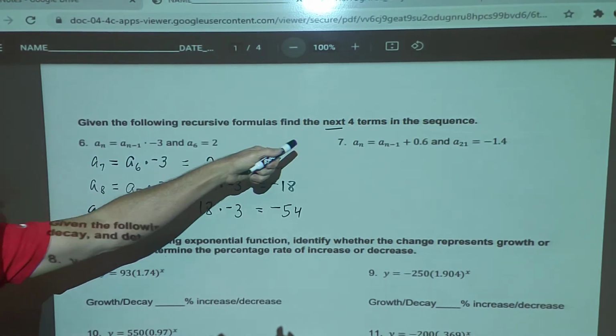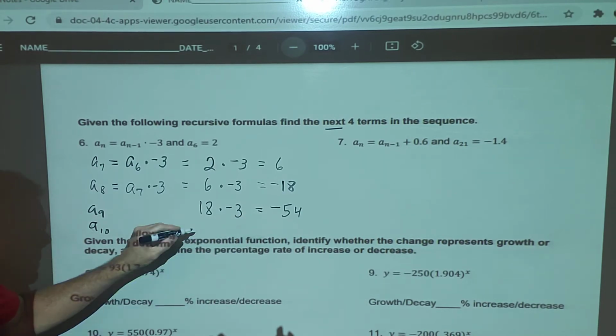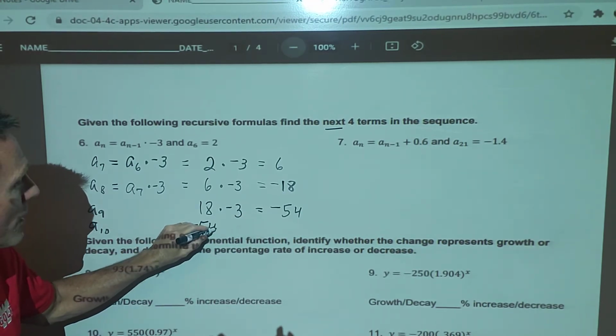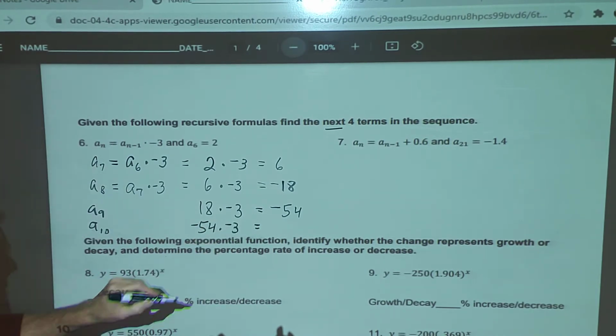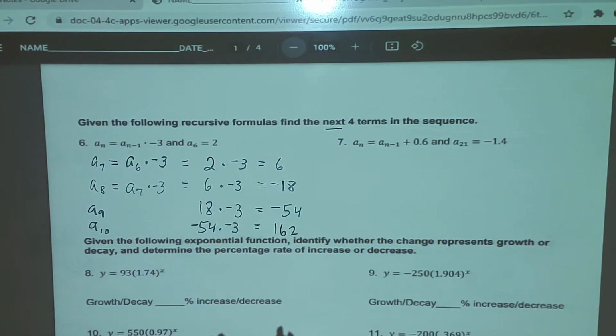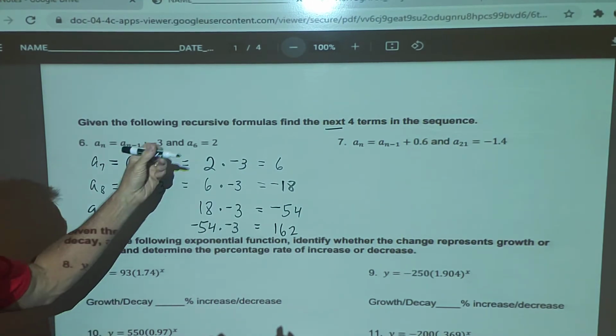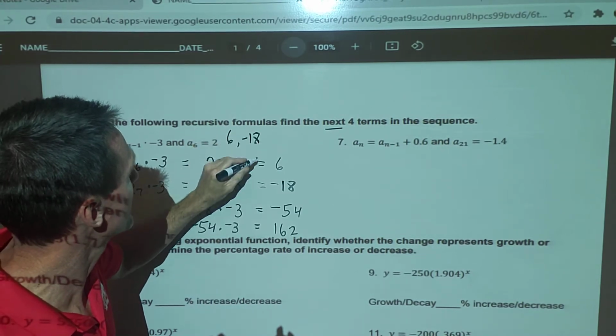And then again, we're looking for the next four terms. So we have 1, 2, 3. We need to finish with A sub 10, which would be this number, negative 54 times negative 3, which would be 162. All right, so as we write that out, 6, negative 18.